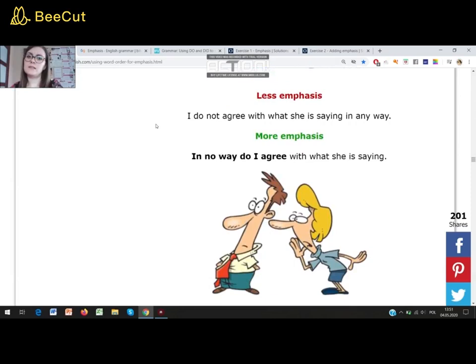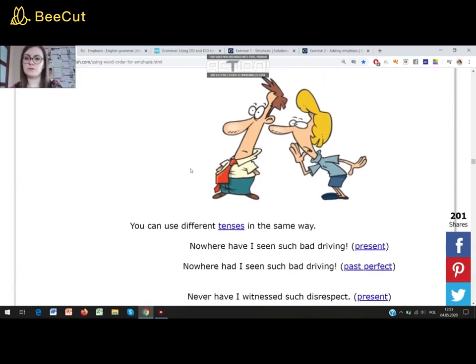Okay, less emphasis again. I do not agree with what she is saying in any way. And we can move it to the front. In no way do I agree with what she is saying, right? So again, we have the negative sentence, we have in any way, and in a positive inversion sentence with more emphasis, we should use in no way do I agree.